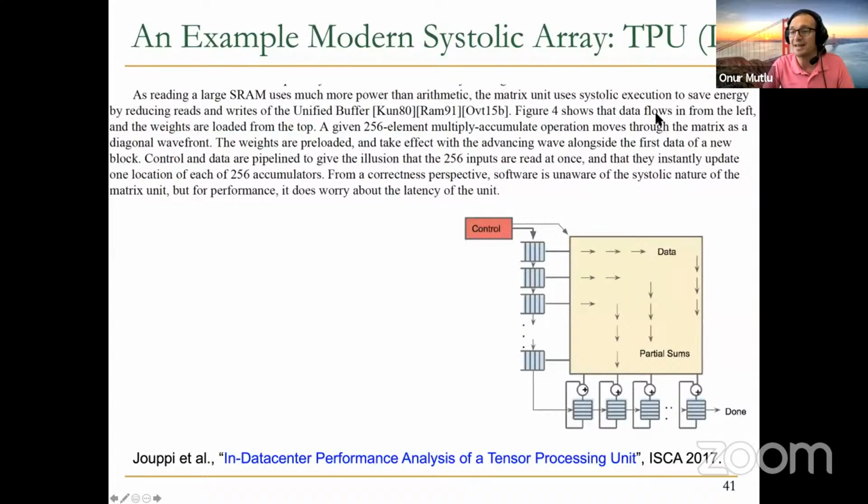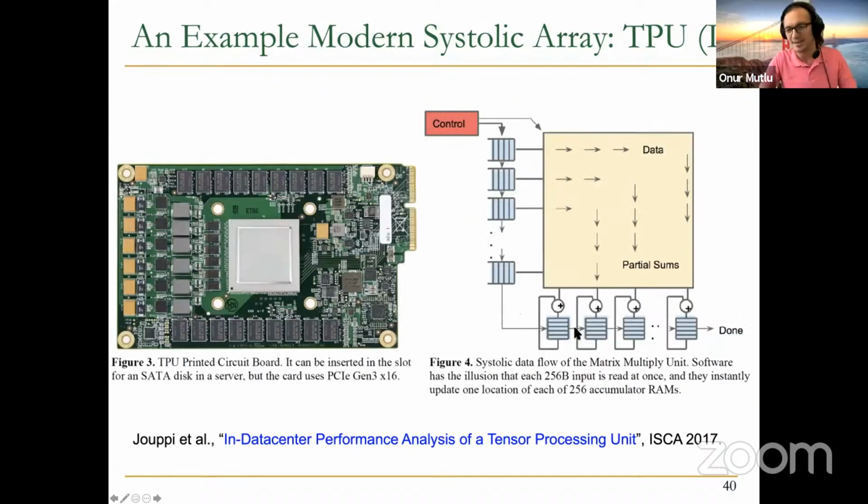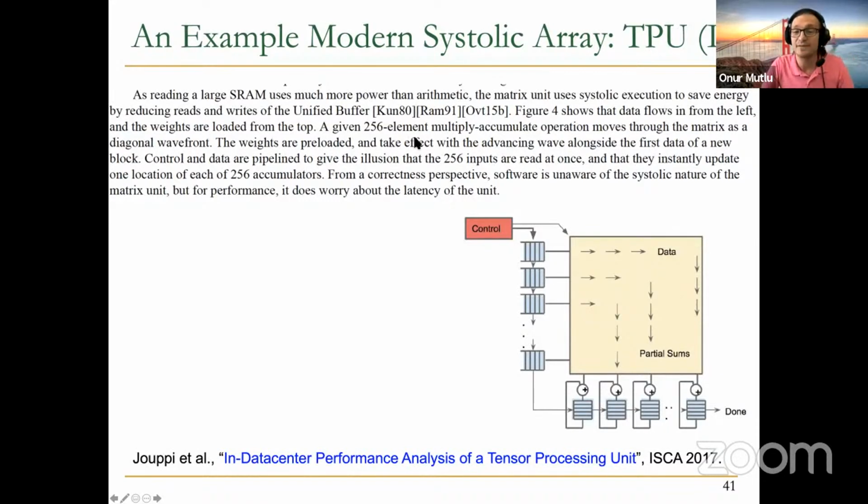Figure 4 shows that data flows in from the left, and the weights are loaded from the top. I don't know if this is figure 4, but yeah, this is a figure 4. Weights are loaded from the top. They don't show it over here. But a given 256 element multiply accumulate operation moves through the matrix as a diagonal wavefront. You can think about that.